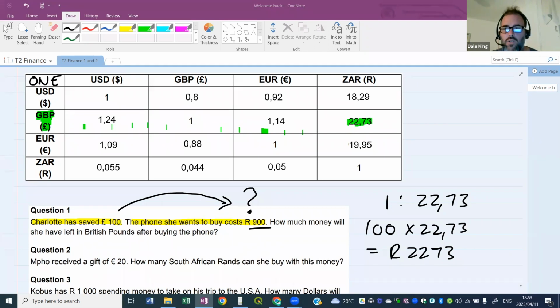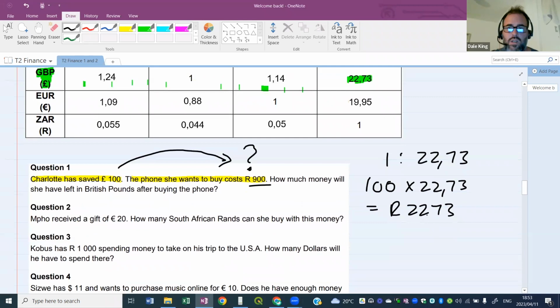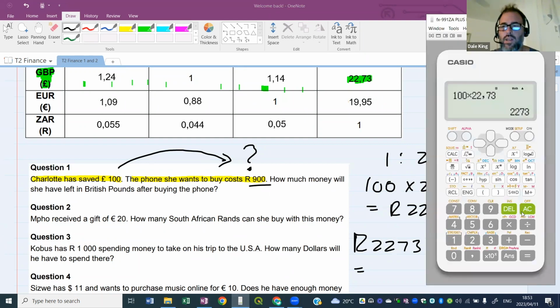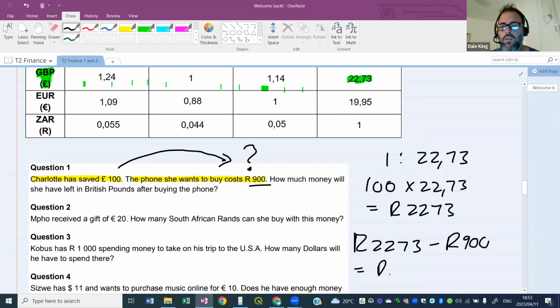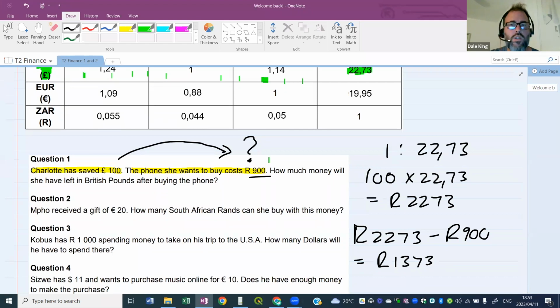Okay. So now we've got the rand value. She's got 2,273 rand, which is more than enough for the phone. So let's take the phone value away from that because she's going to buy the phone. So we're going to subtract the 900 rand and see what we have left. Okay. So take away 900 rand. This is how much money she's got left. 1373. 1373.